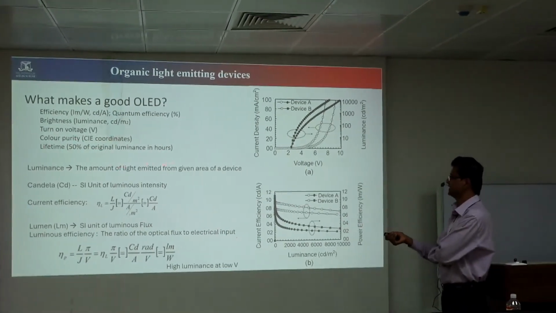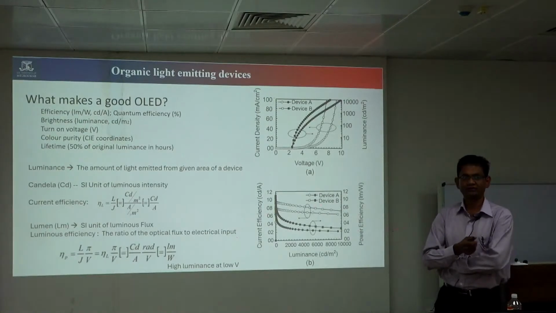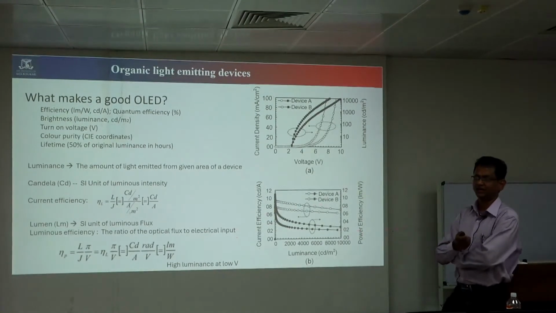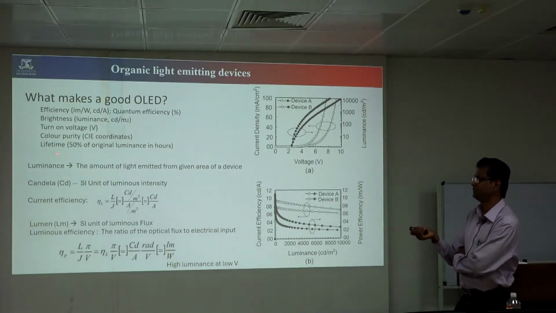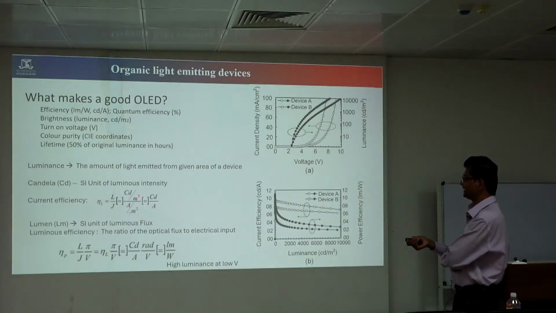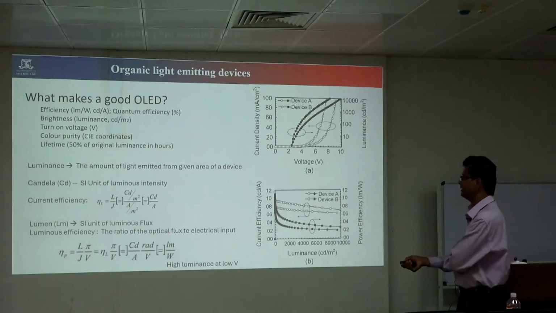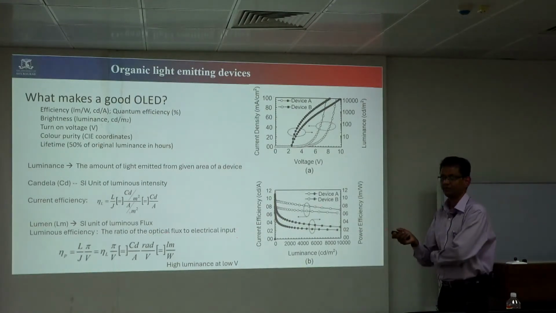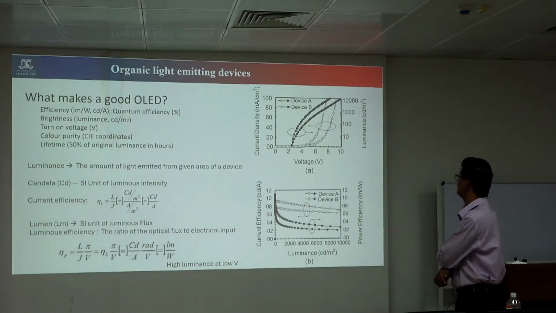Lifetime: here we say 50% of the original efficiency. In organic photovoltaics we saw a different type of lifetime; the standard is T80 or T90. Here we define 50% of the original as the lifetime. So these are some of the factors which define it. Current efficiency is defined in candela per ampere, and luminous efficiency is luminance per watt. So these are two units you should remember. These are all the factors which define the performance of organic light emitting devices.